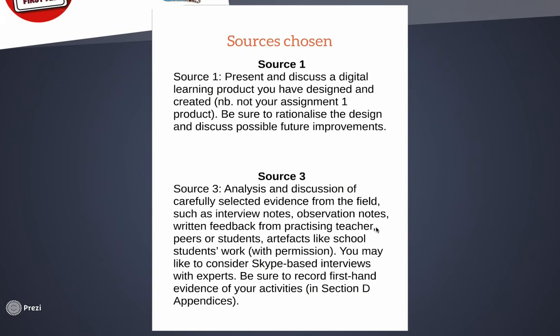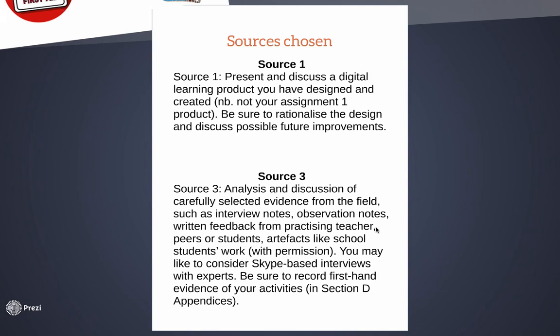The 2 sources chosen within my digital product were source 1 and 3. Source 1 was that I designed my own digital product using the ebook portfolio, so the Folio for Me source, and I was able to rationalize the design and discuss possible future improvements of that.